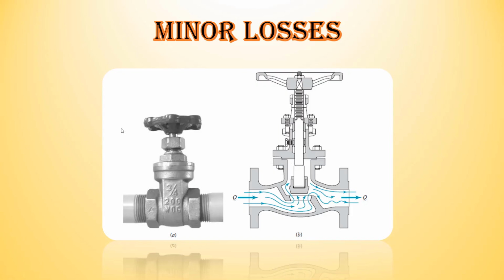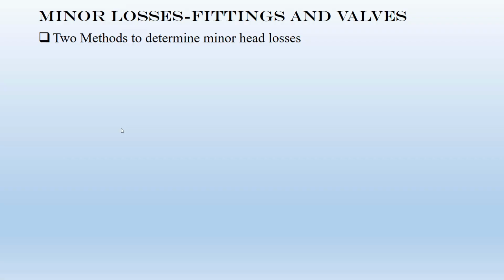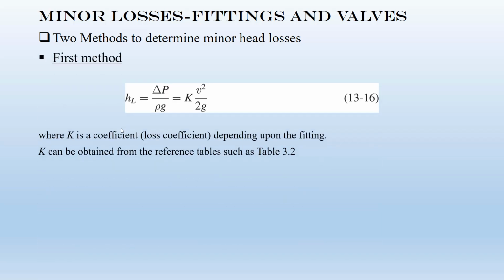For the minor losses, just a quick reminder, they are due to valves, bends, elbows, and these things. We have two methods to determine minor head losses. The first one, which we already discussed, is HL equals K, the loss coefficient, times velocity squared over 2g. What you need to do is find K. Keep in mind that the head loss HL equals delta P over rho g. You can find K from the reference table.